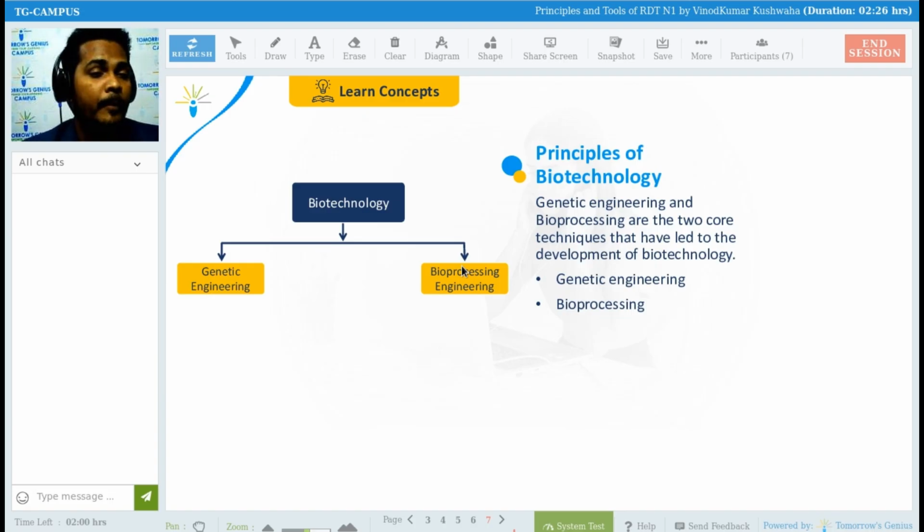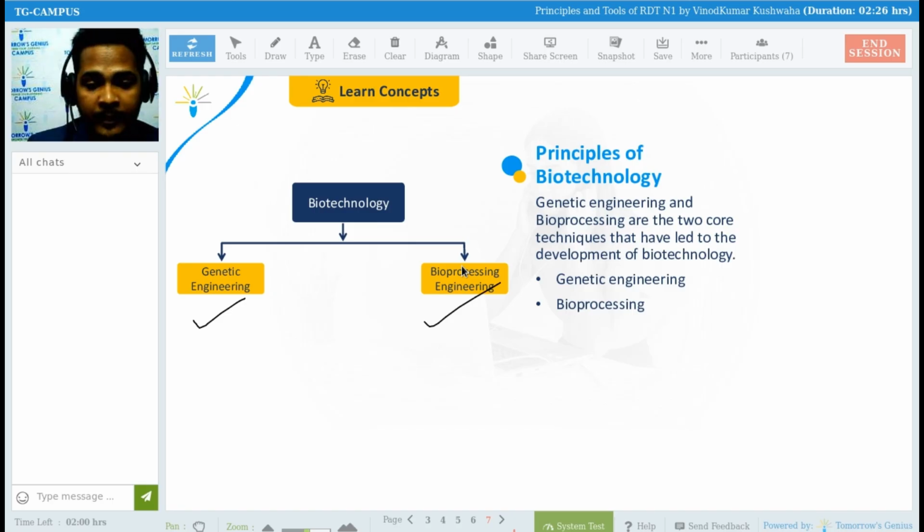Now, as I told you, this biotechnology is based on two important techniques. That means the entire principle of biotechnology is based on two important concepts. One is called genetic engineering and the other is bioprocess engineering. These are the two important pillars of biotechnology. Without these, biotechnology cannot be possible. So genetic engineering and bioprocessing are the two core techniques that have led to the development of biotechnology.